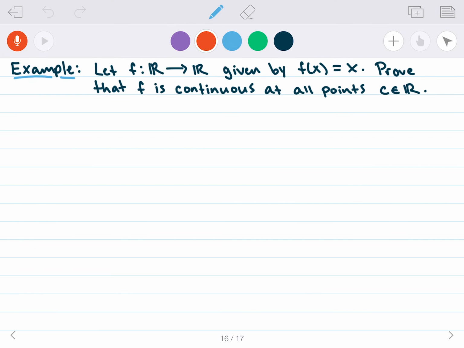So the first example, we have a function from the reals to the reals given by f of x equals x, just your friendly line, f of x equals x, and there's no restrictions in our domain here. We can plug in any real number we want, no problem. And we want to prove that f is continuous on the reals. So for any point c in R, our definition holds. Okay, so let's go ahead and prove this.